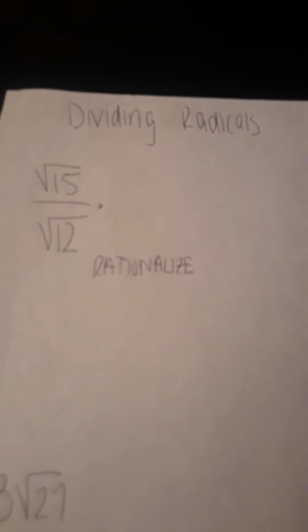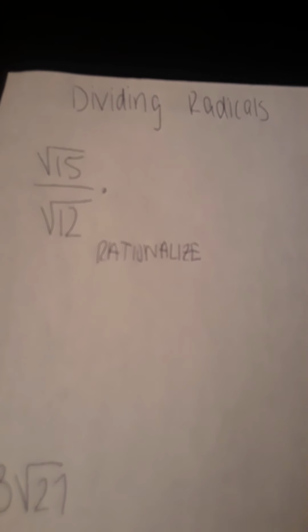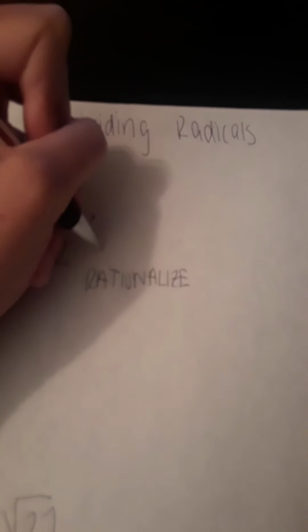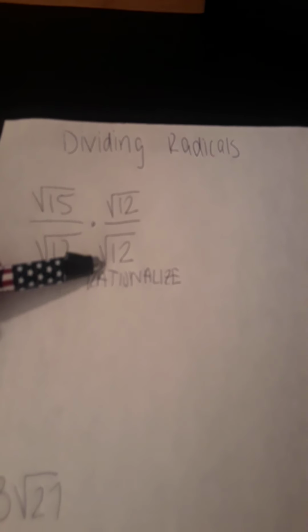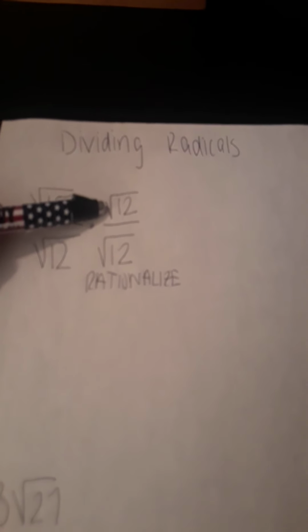And that is where we basically get the radical out of the bottom. So here's how we rationalize. We multiply the bottom by radical 12 and also the top. So say it with me, kids. Whatever you do to the bottom, you also simultaneously do to the top.